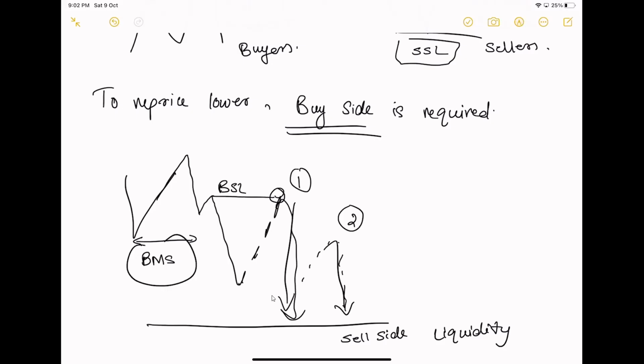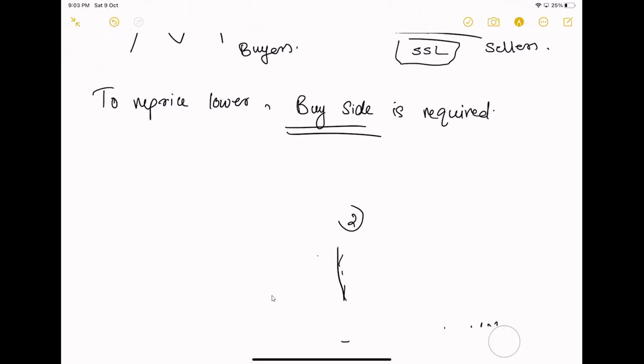So buy side to sell side. What's the word for this? Taking out buy side liquidity and then going low. What's that called? Starts with I. Yeah, inducement. So that is what the algorithm does. It reprices higher in order to go lower. Now think carefully. Reprices higher in order to go lower.